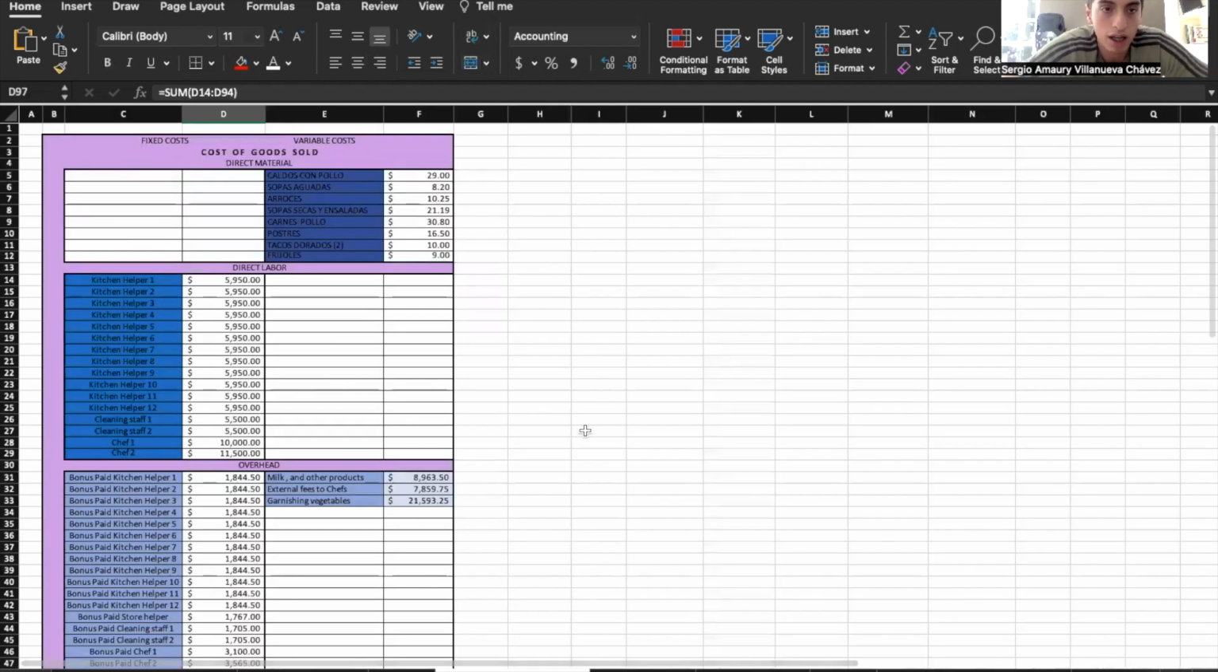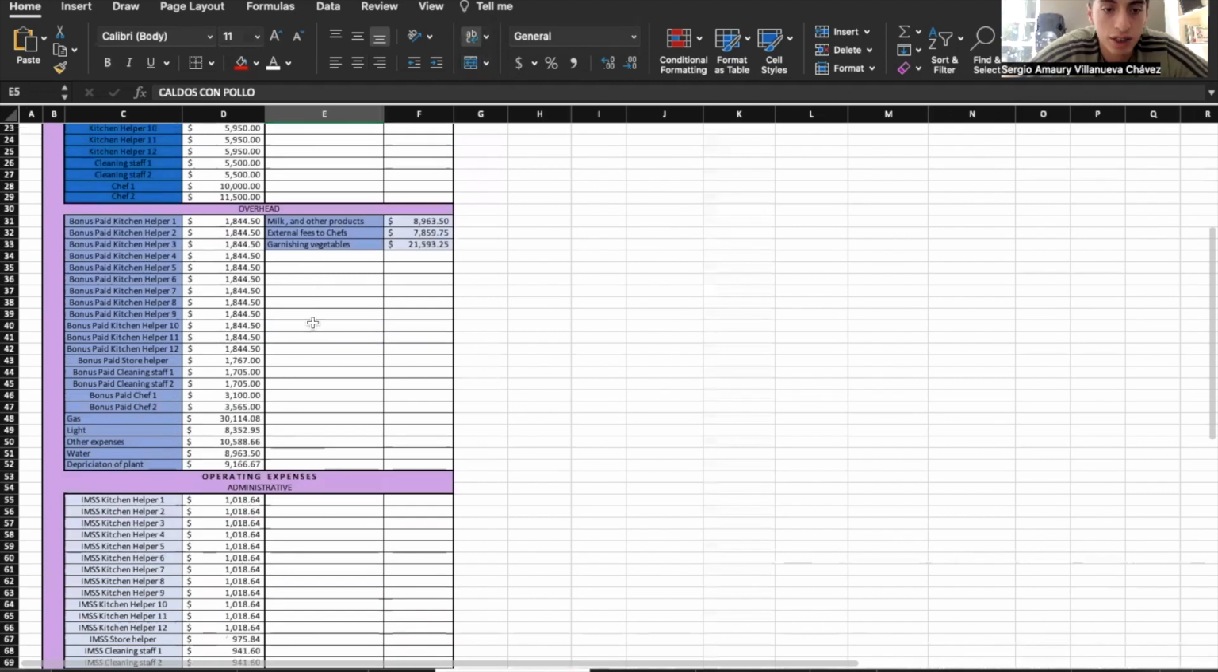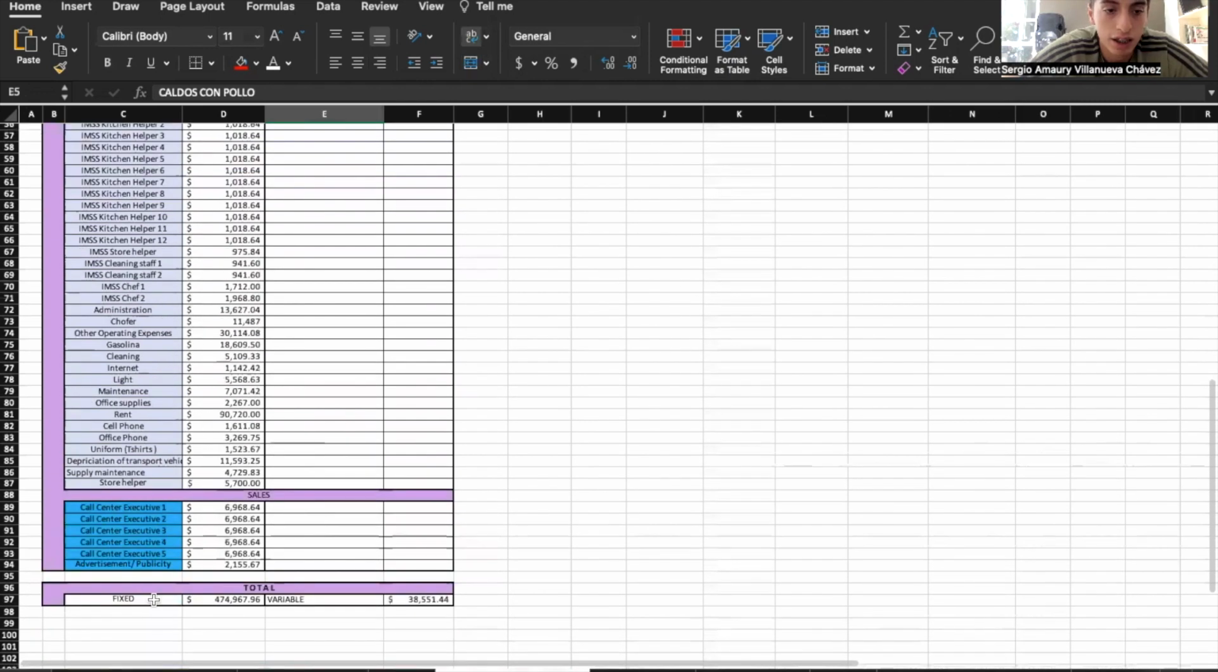And then we used cost of goods sold analysis, which is important because it shows us the direct cost for the company to make certain products, and we divided this into fixed and variable costs. And we took into account the direct material, direct labor, the factory overhead, administrative expenses, and sales. And here are the total fixed and variable costs.